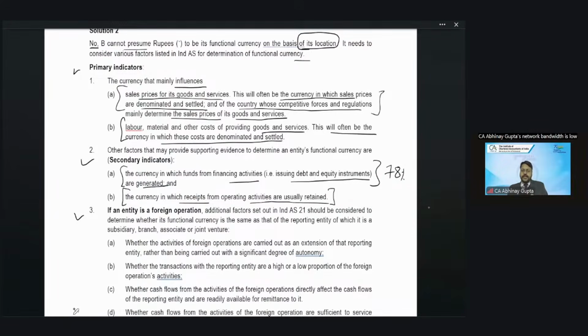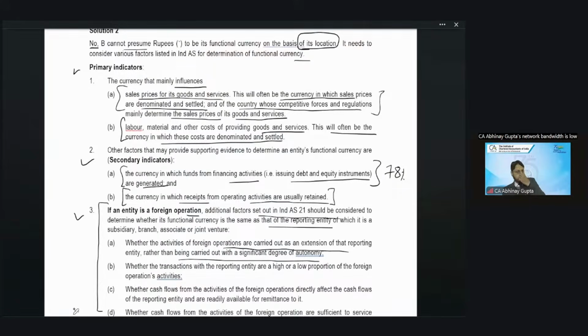Now, apart from the above primary and secondary indicators, there are additional indicators as well, right? Which we use for the purpose of determination of the functional currency of the foreign operation. That's what the question is, right? So, what this guidance says: if the entity is a foreign operation, additional factors set out in Ind AS 21 should be considered to determine whether the functional currency is the same as that of the reporting entity or different, right? So, what are these? Whether the activities of the foreign operations are carried out as an extension of the reporting entity rather than being carried out with a significant degree of autonomy.